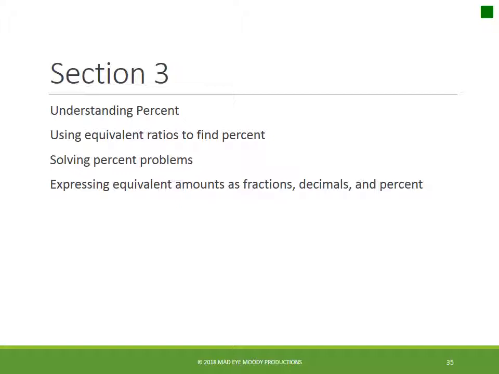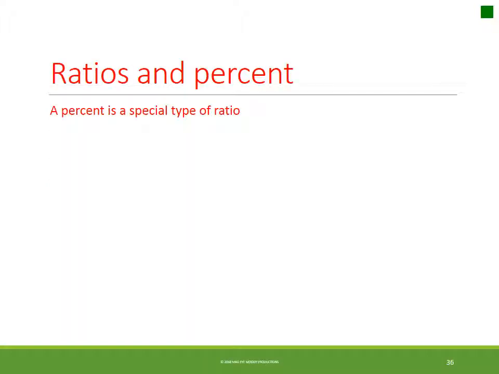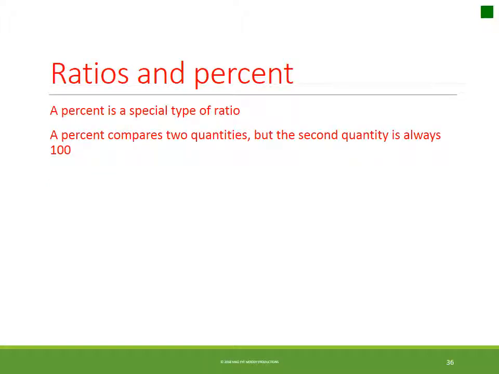This section is going to demonstrate and explain the idea of percent. We're also going to use equivalent ratios to find percent. We're going to solve percent problems, and we're going to express equivalent amounts as fractions, decimals, and percent. So again, percent is a special type of ratio. And it's the special type of ratio that compares 2 quantities, but the second quantity is always out of 100. So unit rates are a special type of ratio where the second quantity is 1. Percent is a special type of ratio where the second quantity is 100.